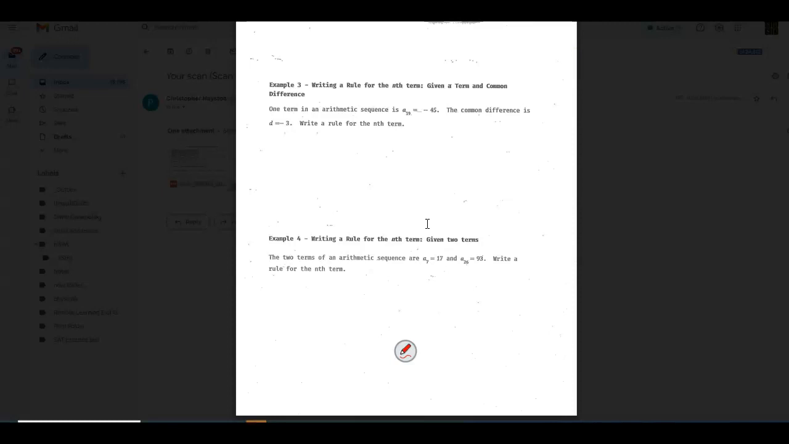Now, here they just want the nth term. A sub n equals a sub 1 plus n minus 1 times d. They give you a d of negative 3. They give you an n. So it's a little bit harder to see there, but they give you an n of 19. They give you when n is 19, that a sub n would be negative 45. Essentially, we're solving for a sub 1.